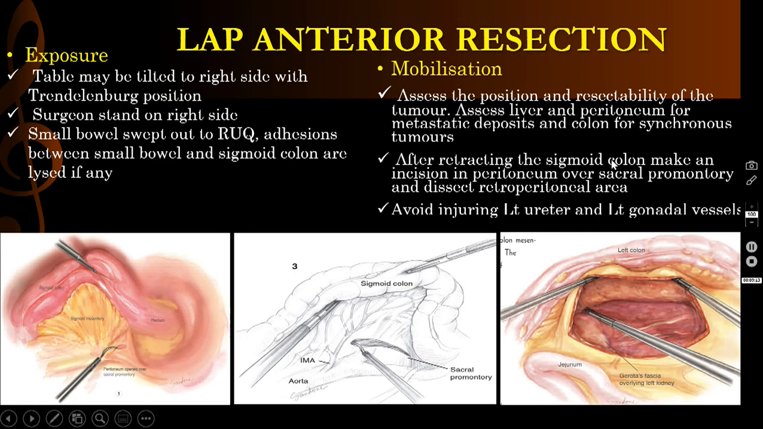After retracting the sigmoid colon, here you are seeing it, make an incision in the peritoneum over the sacral promontory and dissect the retroperitoneal area. For that, you have to ligate both the inferior mesenteric artery and the inferior mesenteric vein. Both you have to ligate, then only you can dissect it very well. You can go up to, you are seeing here, the Gerota's fascia over the kidney.